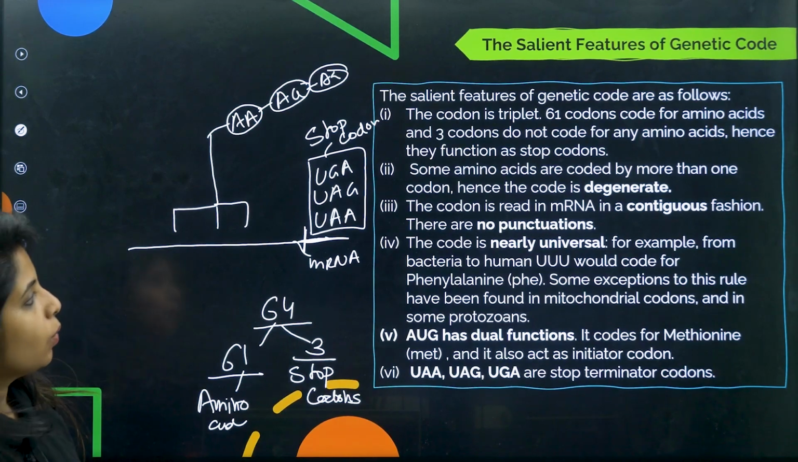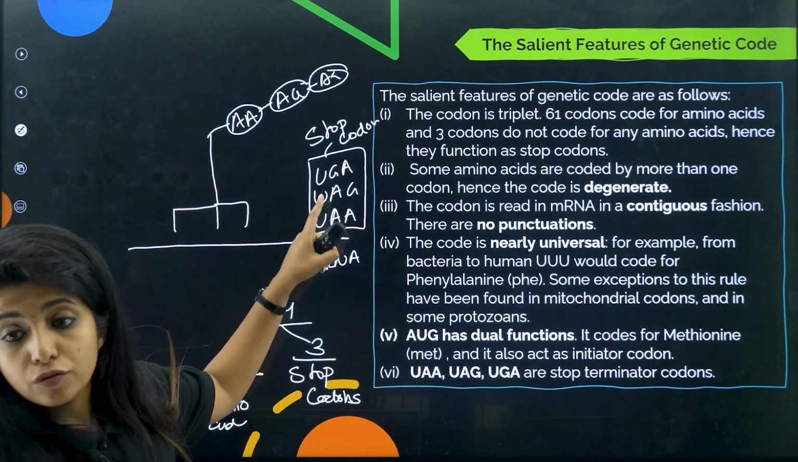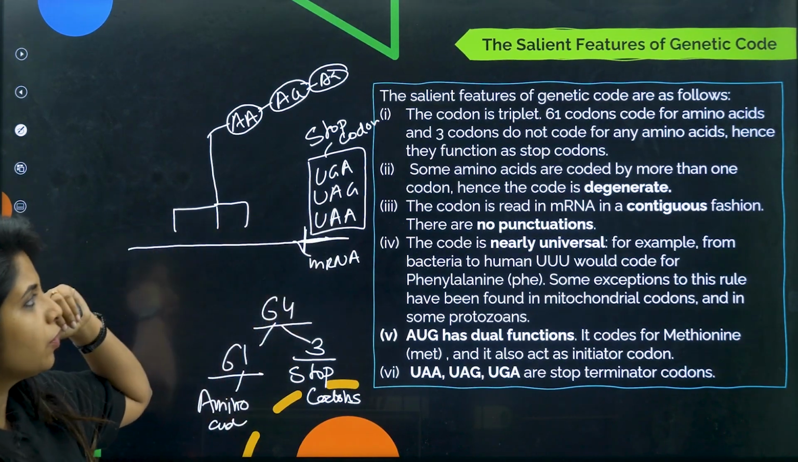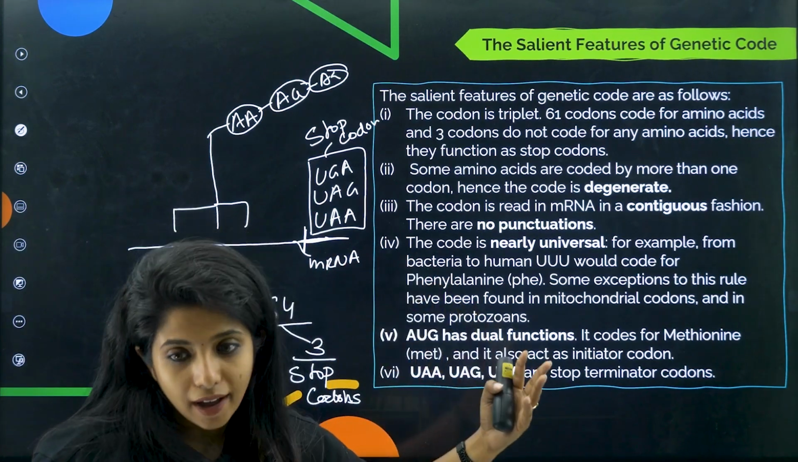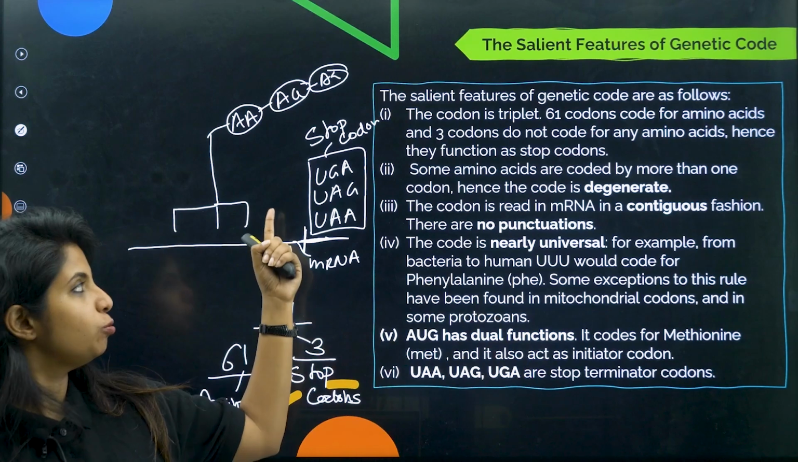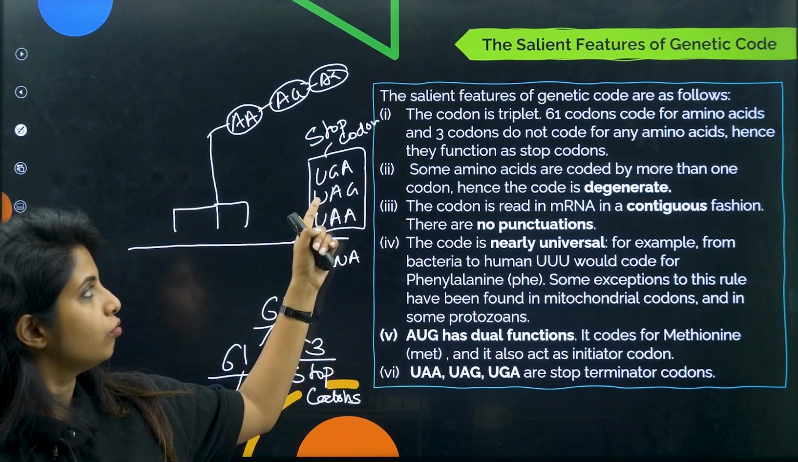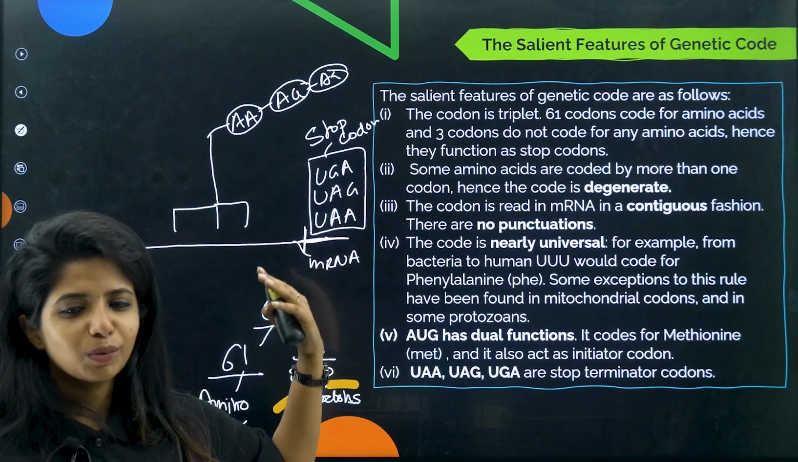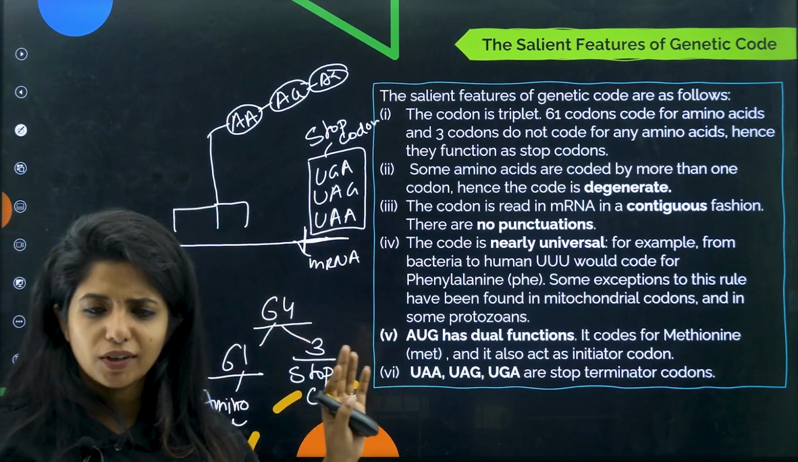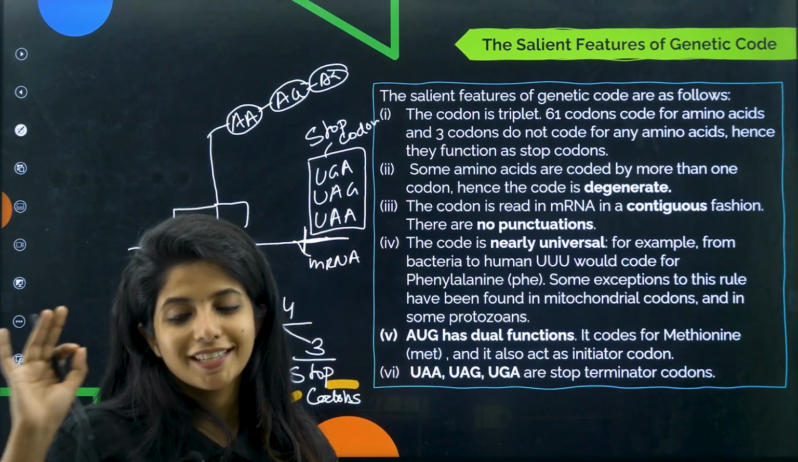Now, what are the names? Please remember them: UGA, UAG, UAA. I am not able to remember a formula for remembering it. Either way, remember it. You make your own thing, whatever is comfortable for you. But it's UGA, UAG and UAA.